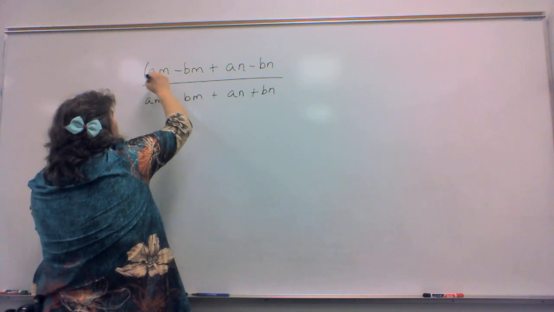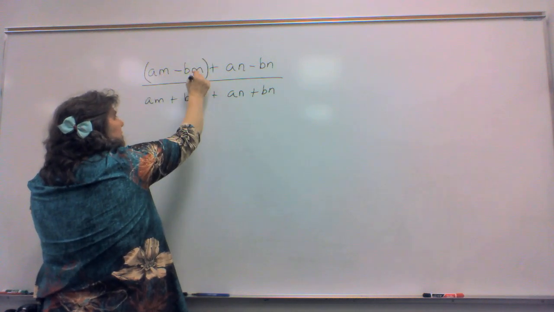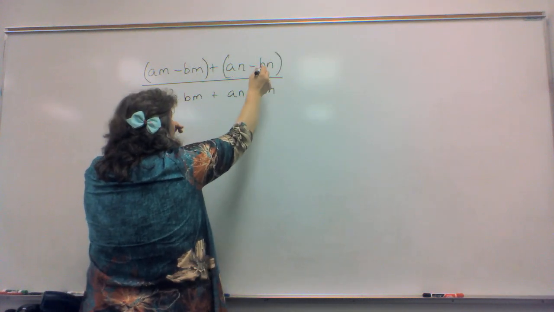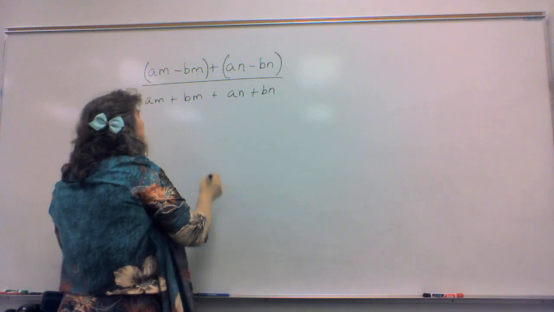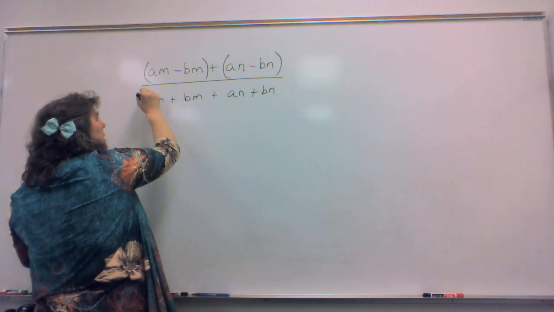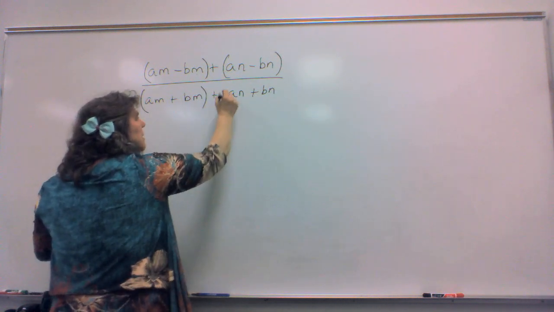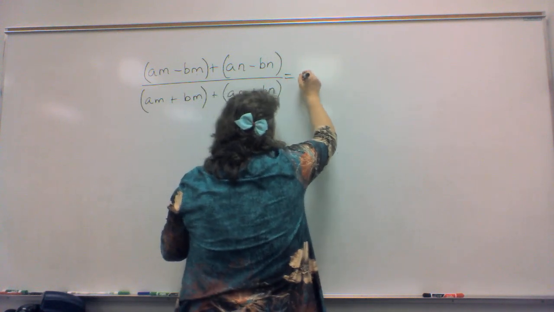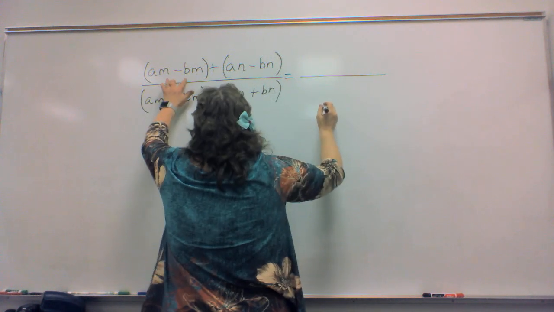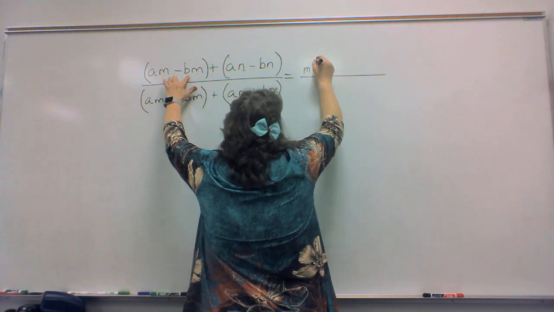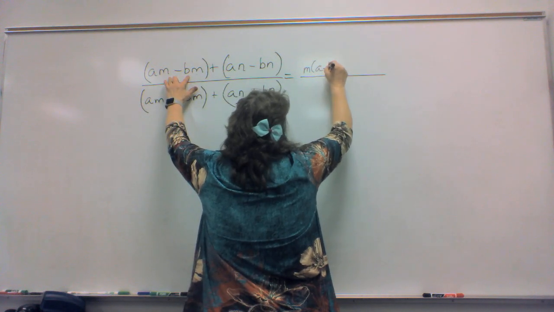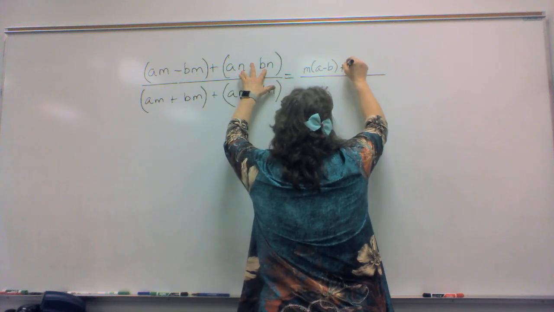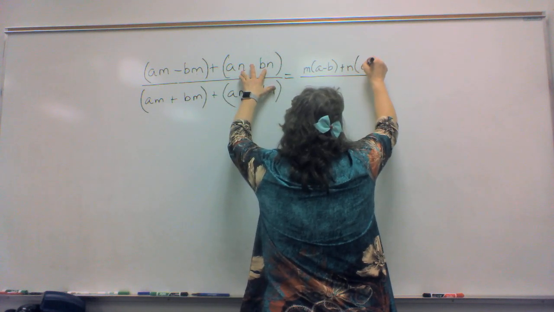So let's group our first 2 because it has a common factor of m. Group our last 2 because it has a common factor of n. And then this one's going to be the same thing. Common factor of m, common factor of n. So now let's factor these out. Pull out my m, and you have a minus b. Pull out the n, and you have a minus b.